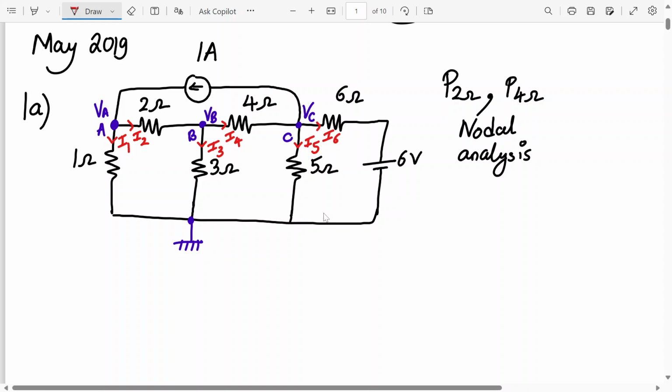Alright, and this is outgoing only. This is like 1 ampere current source also we have to consider. So you'll have done the markings. Can we start now?